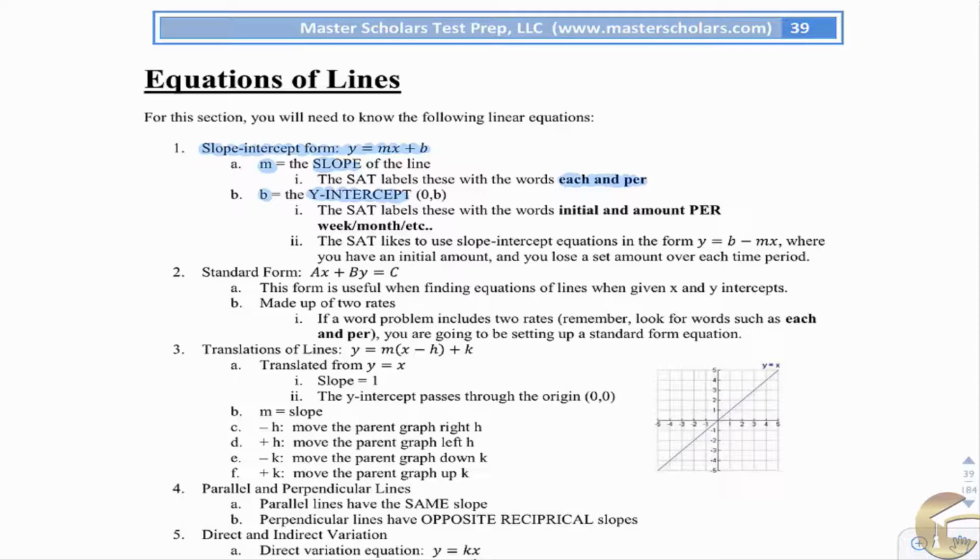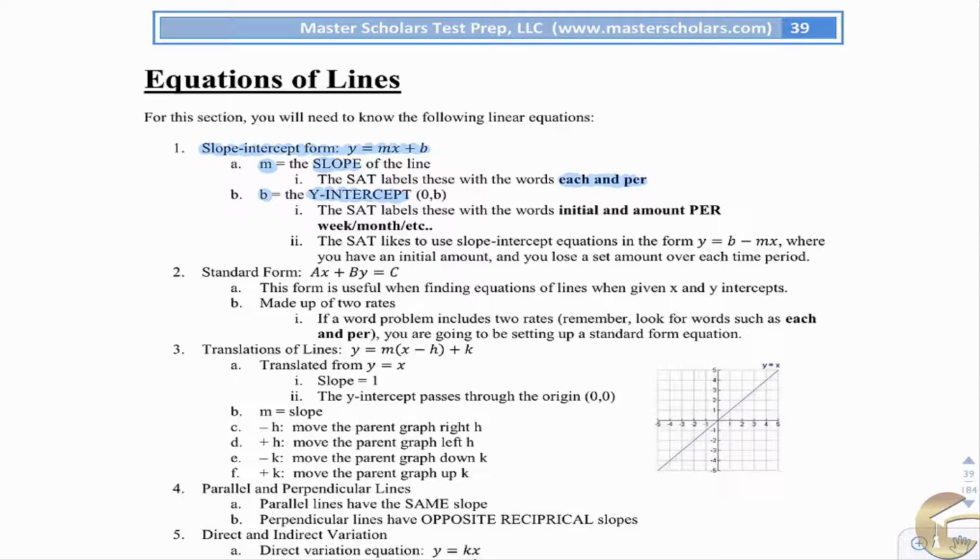So like if you're being charged $20 per week or per month, that's a rate. It's consistent. It keeps going. You keep getting charged that same amount every single month that occurs. So again, a rate is used. You're using those words usually.